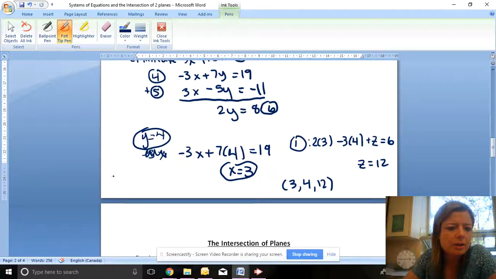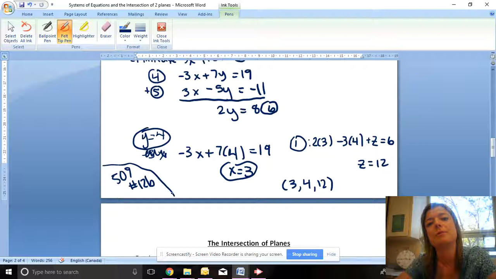Okay, so I would encourage you now to go to page 509, number 12b, and try that one just to see if you're able to do it. It's a good little self-assessment to see if you've understood this process. So I'm going to do a separate video for intersection of planes just to keep them separate.